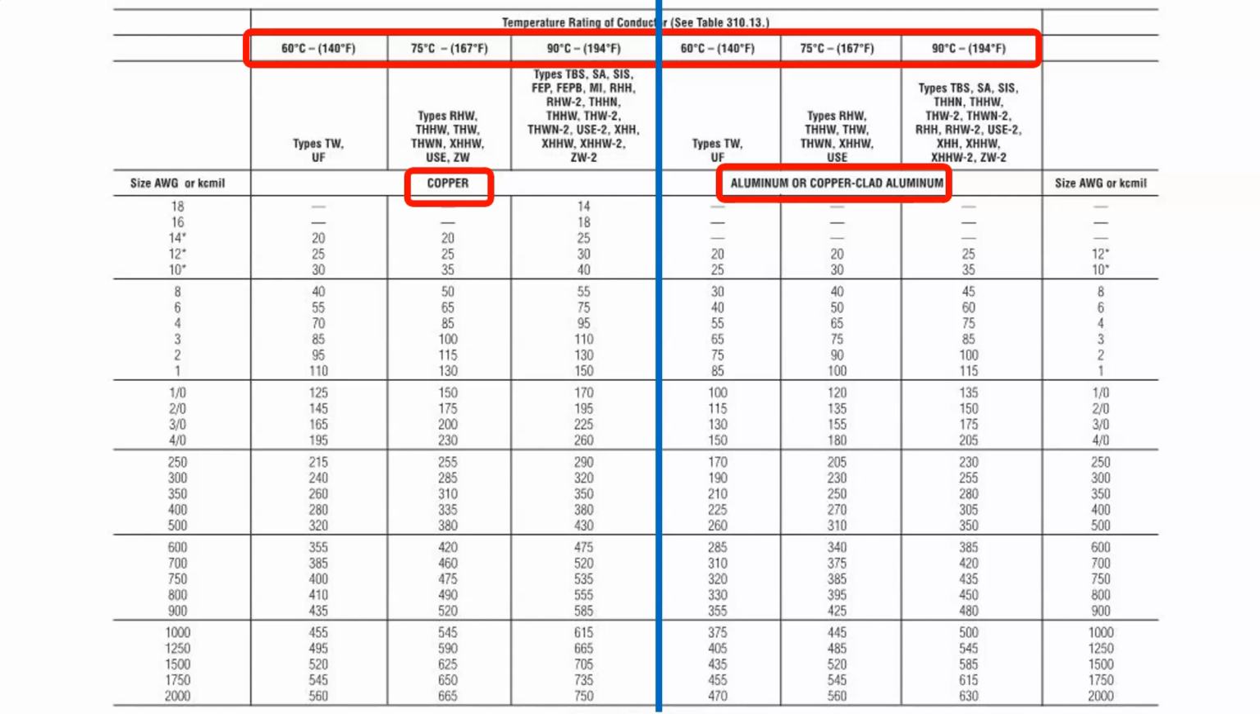Another example of this would be if we were wanting to supply a load that was 200 amps using aluminum conductors at the 75 degrees Celsius column. We would go to our aluminum or copper clad aluminum section under the 75 degrees Celsius column, and we would just go down until we find a conductor large enough for at least 200 amps. So if we keep going down, I see 180 amps for a 4/0 conductor, which would be too small, so I have to go to the next larger, which is 205 amps for a 250 kcmil conductor. So for our 200 amp circuit, using aluminum conductors rated for 75 degrees Celsius, I would have to use a 250 kcmil conductor.